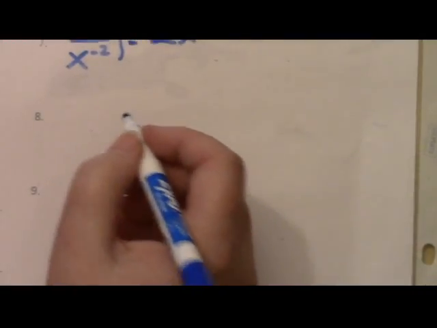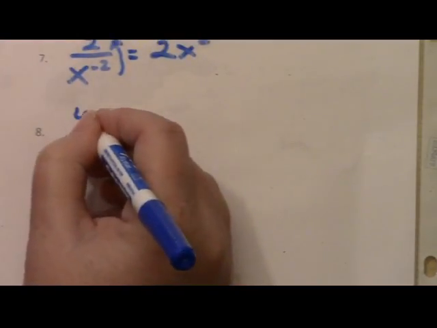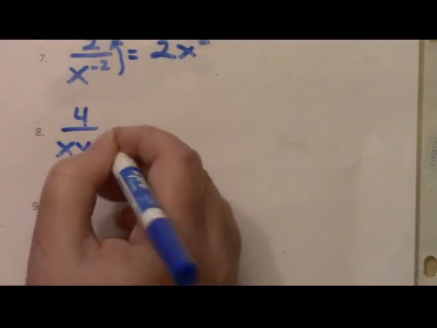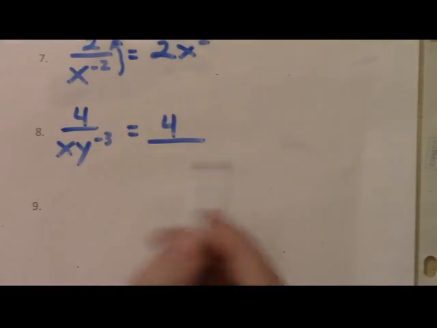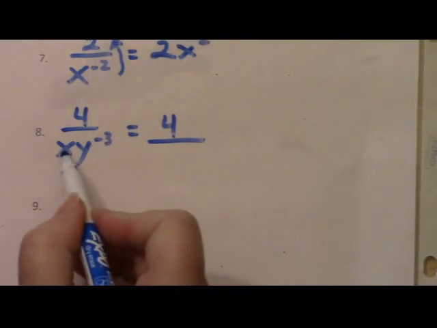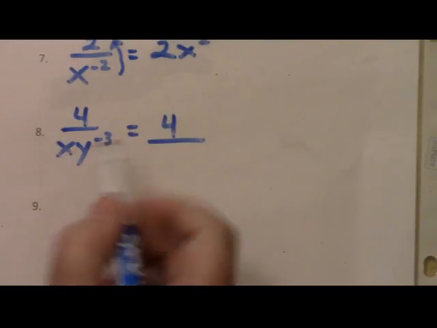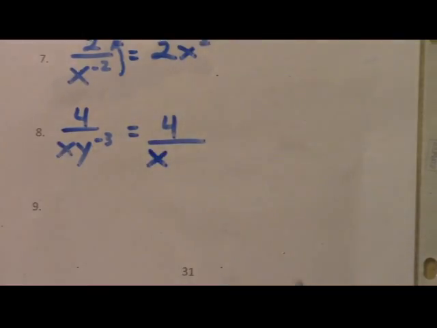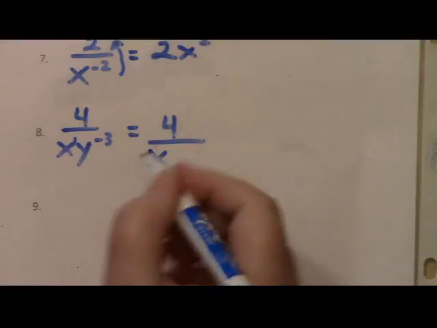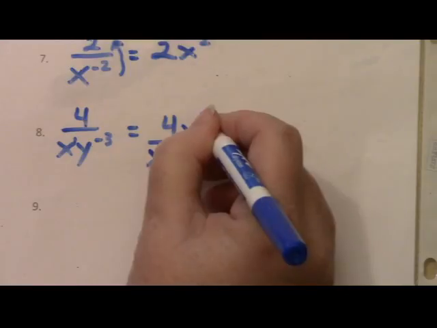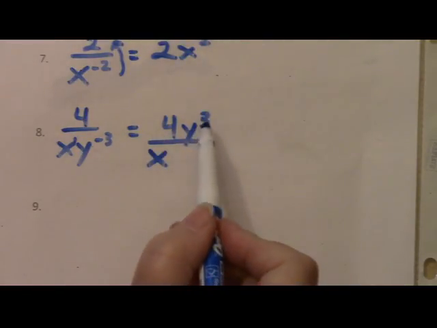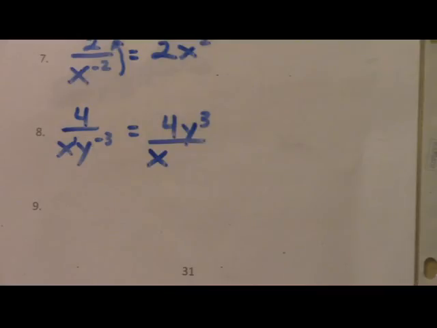Okay, how about 4 over xy to the negative 3? The 4 stays there, nothing's happening to it. The x is going to stay put also because it's not in parentheses. There's nothing happening to the x. It really has a 1, and that's a positive, so it stays there. But what's moving is the y. The y is now going to move upstairs, and its negative exponent becomes positive. So this becomes 4y cubed over x.